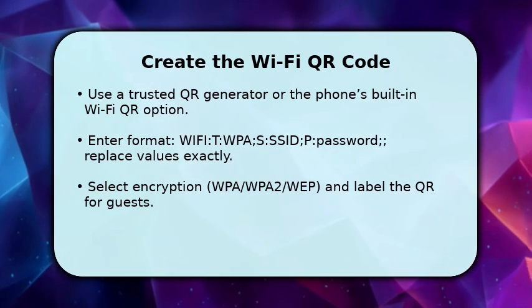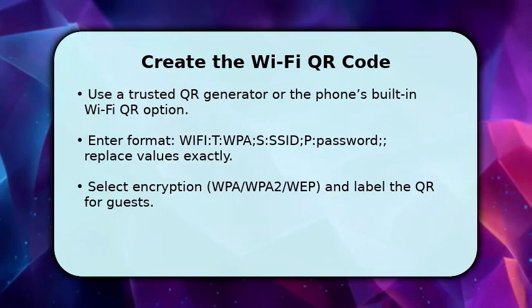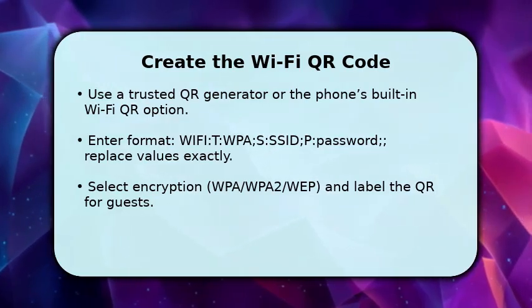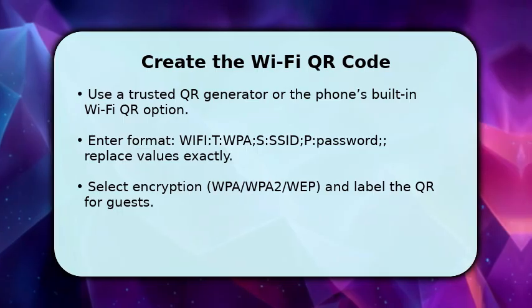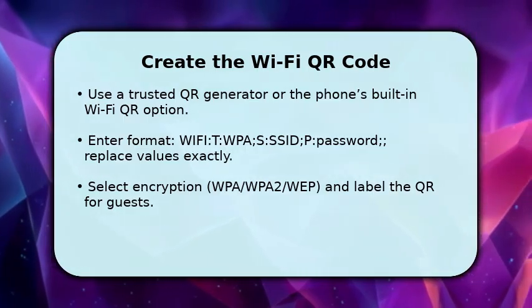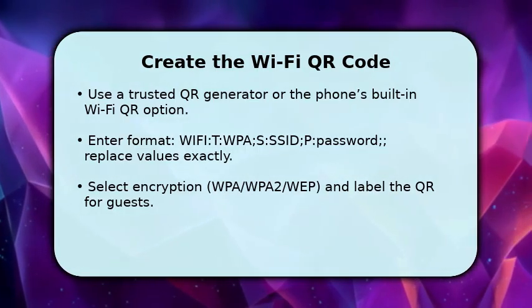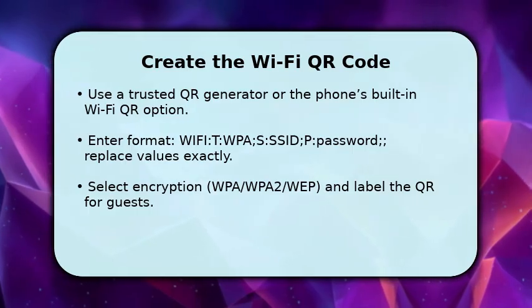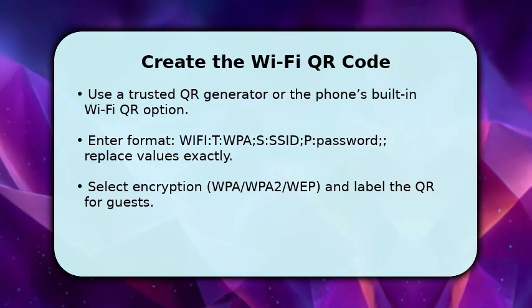You now build the QR. Open a reputable QR generator or your phone's Wi-Fi share feature, then input the data precisely: network SSID, password, and encryption type. The standardized string looks like WIFI:T:WPA;S:your SSID;P:your password, so copy carefully.